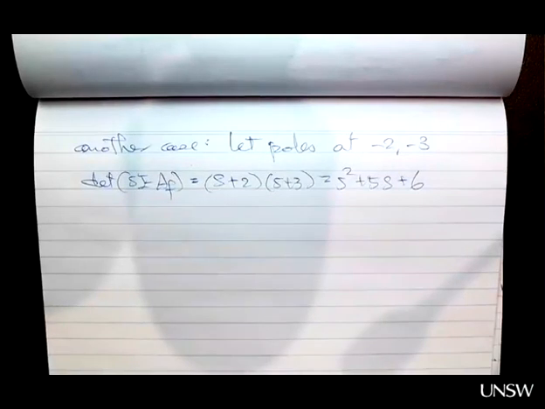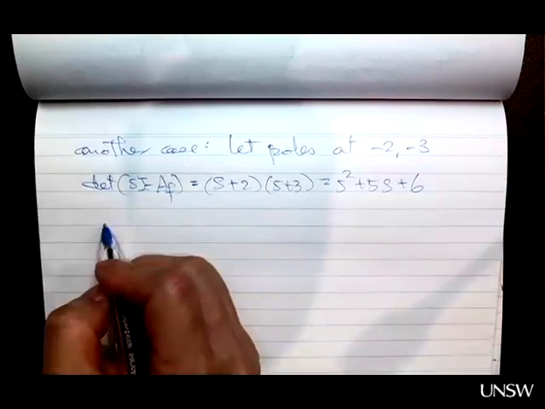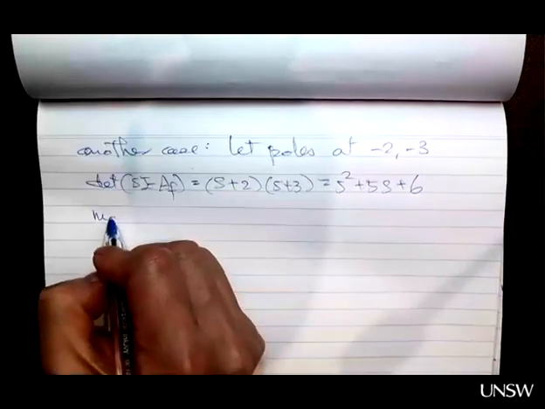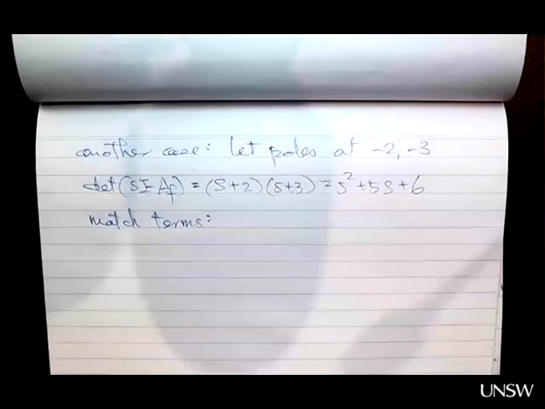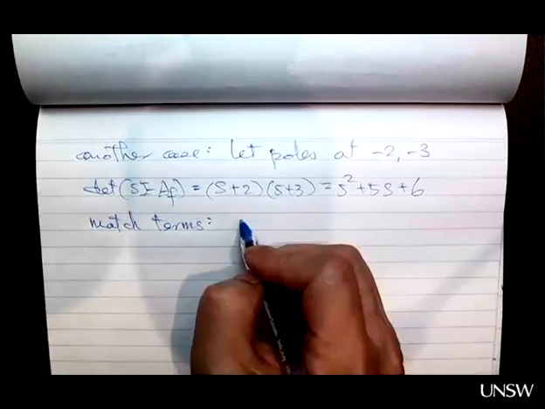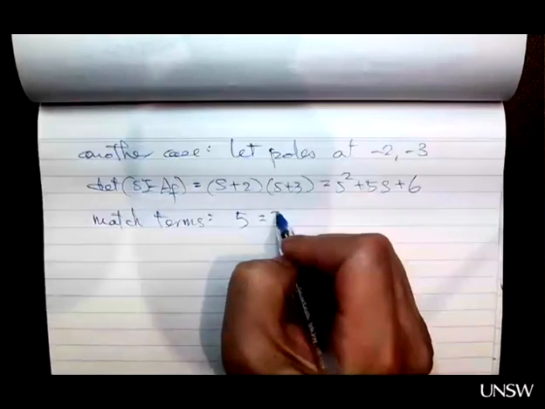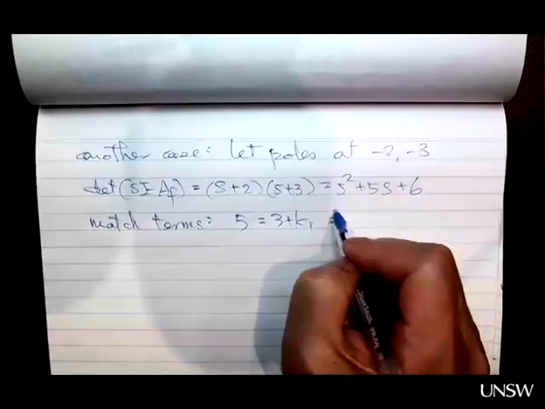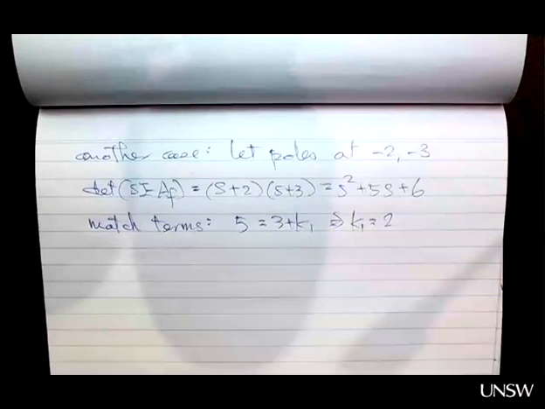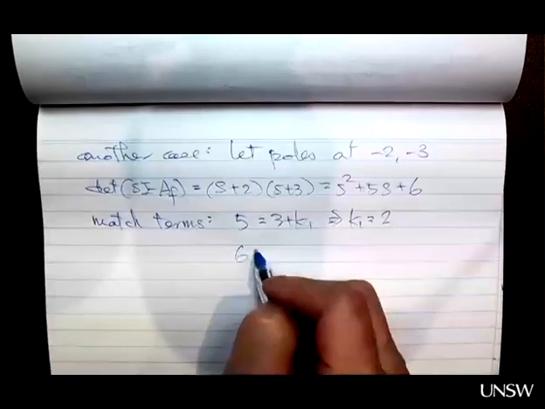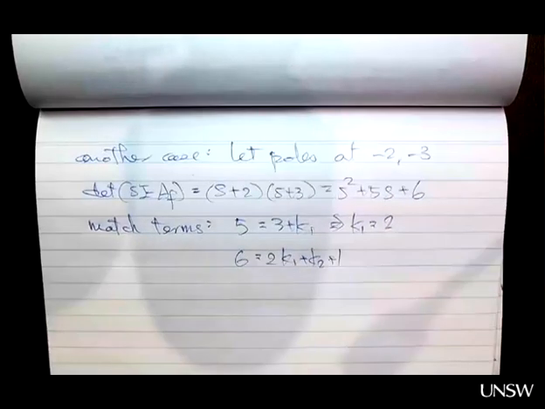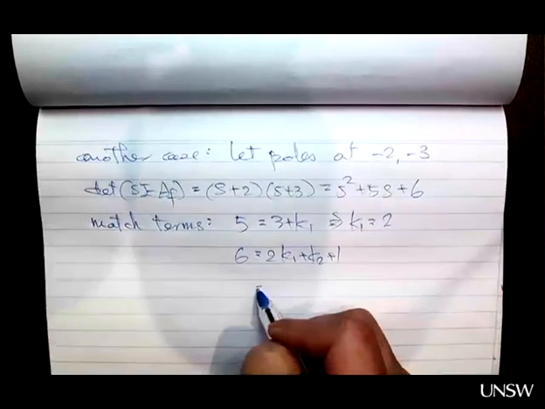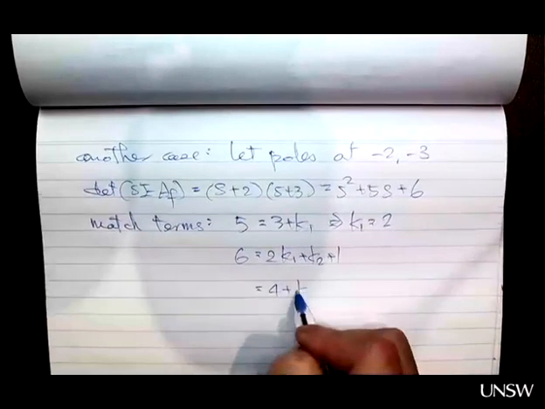And then as before, we match terms. So this time we have 5 equals 3 plus K1, so K1 equals 2. And then we also have 6 equals 2 K1 plus K2 plus 1. So it is 4 plus K2 plus 1, and then we have K2 equals 1.